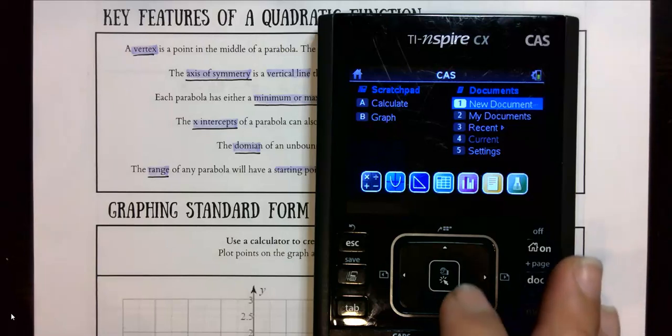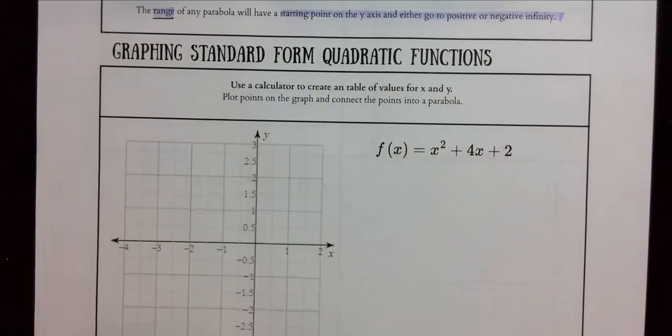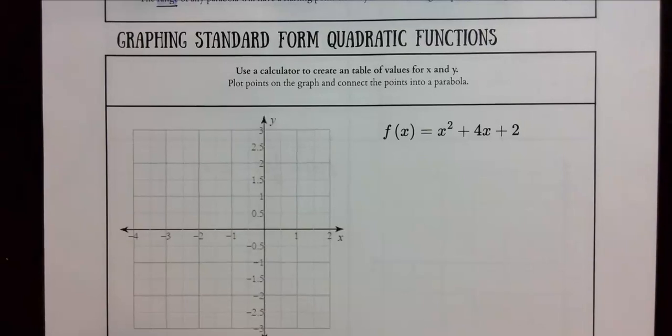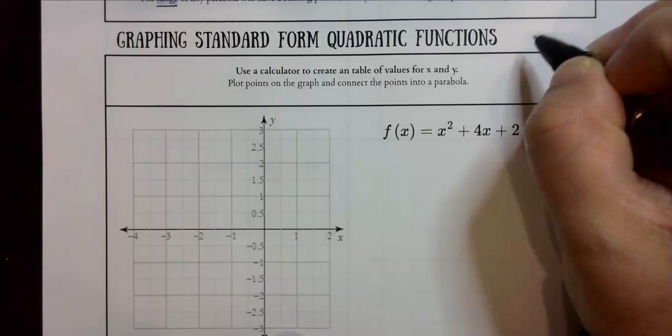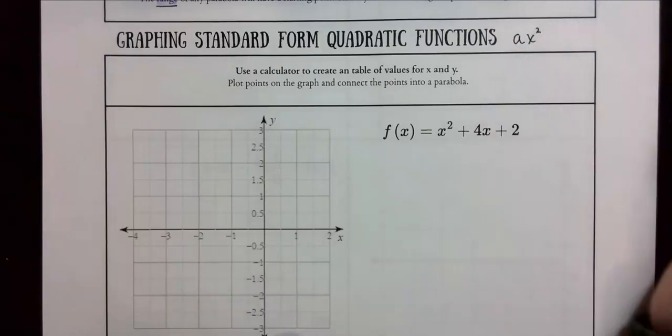Okay. So with that being said, let's take a moment to talk about what a standard form quadratic function is. Okay. So standard form means that your quadratic equation is going to have an a value attached to your x squared.